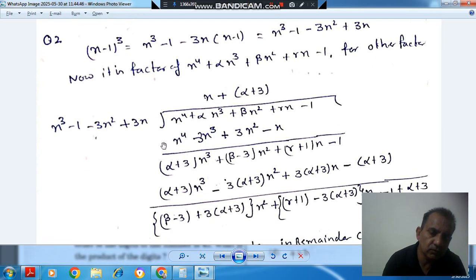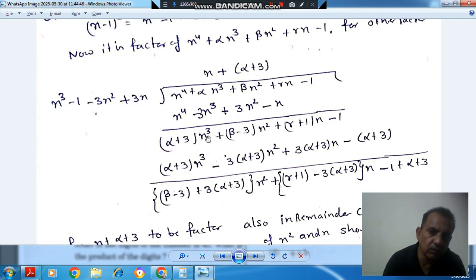Okay, so it will be subtracted: it will be (alpha plus 3) x cube, and this will be (beta minus 3) x square, and this will be (gamma plus 1) x, and minus 1 is as it is. Now here the coefficient of x cube is alpha plus 3, so taking alpha plus 3, it will be (alpha plus 3) x cube, and this will be minus 3 (alpha plus 3) x square, and this will be 3 (alpha plus 3) x, and this will be minus (alpha plus 3).